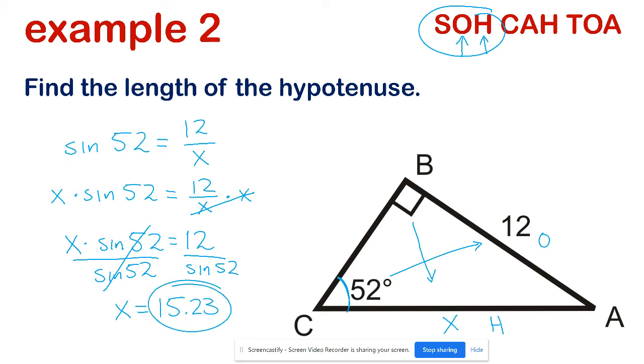X is my hypotenuse. I know the hypotenuse is the biggest side of the triangle, so I am looking for an answer that's bigger than 12. So that checks out. Always look for those things after you finish the problem to make sure your answer's in the right ballpark. Okay, so we've seen a couple different ways that these can end up working out. We're going to do 2 more.